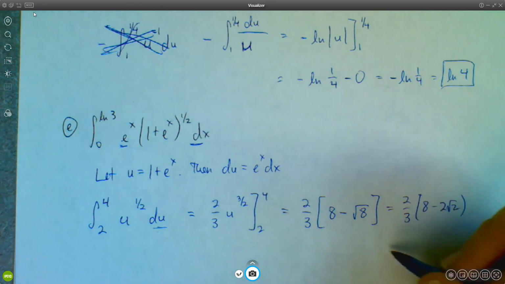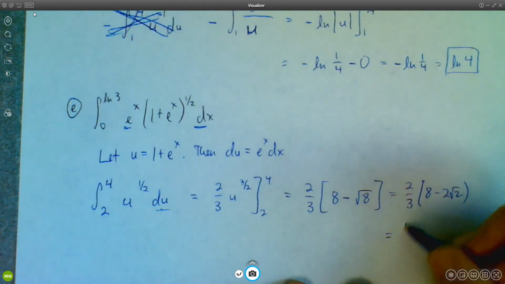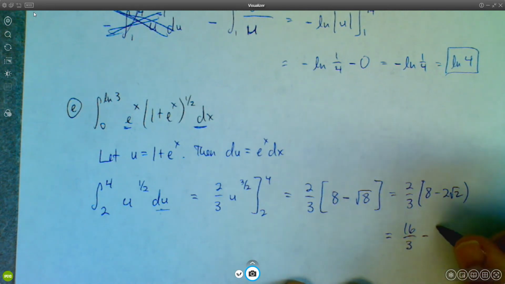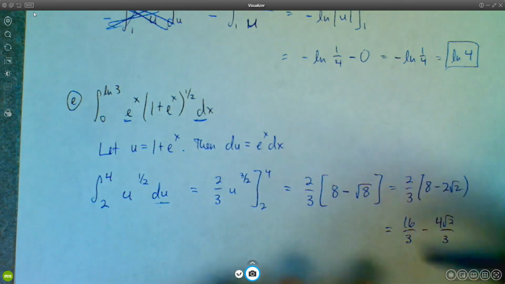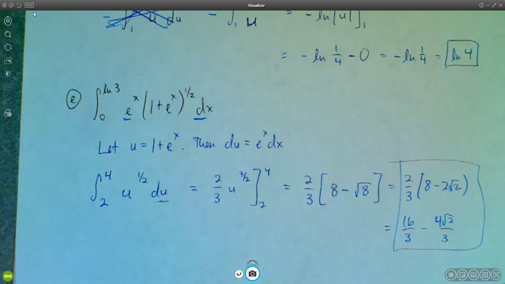If you wanted, you can distribute the 2/3, I guess, and call it 16/3 minus 4 root 2 over 3. I don't know. Whichever one is your favorite way to express it is fine with me. But that's that, right? So that's it for part E. And that's all I have to say about 5.9.